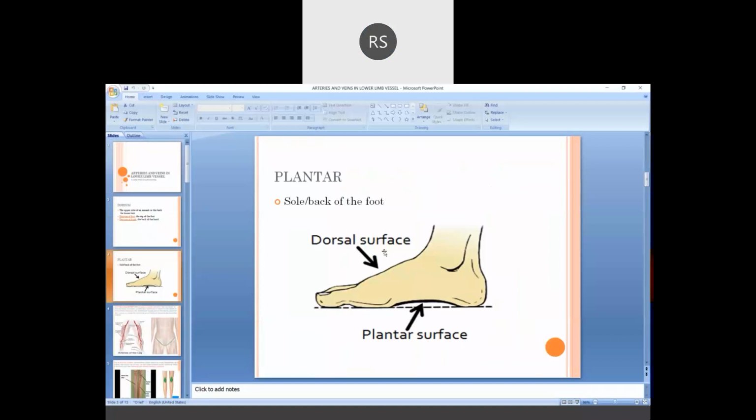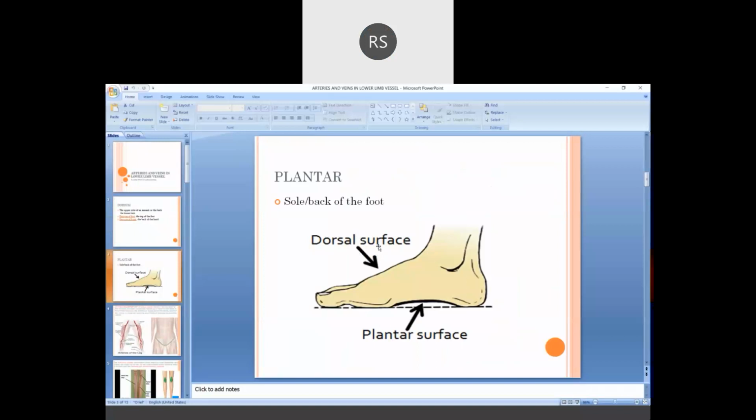Can you see this? So this portion is what? Can you see I'm moving the arrow? So this is the dorsal. Or else you can say dorsum.